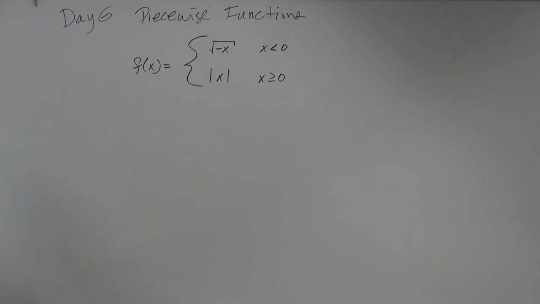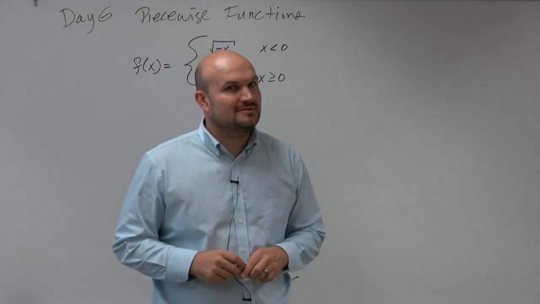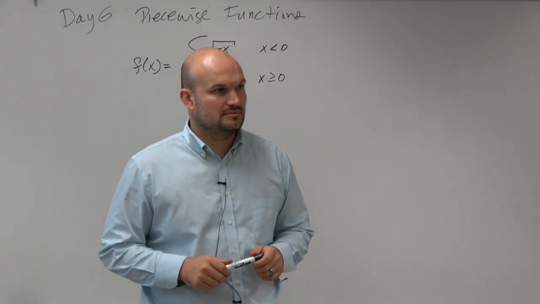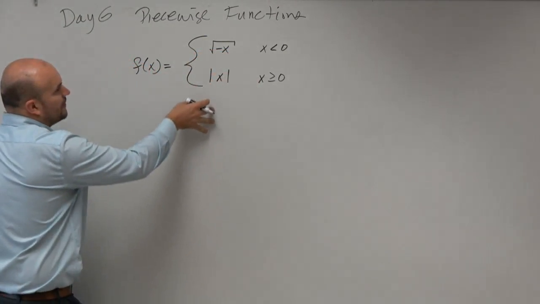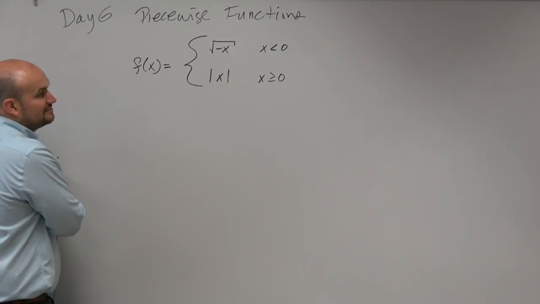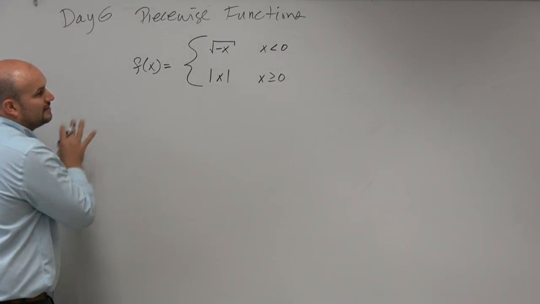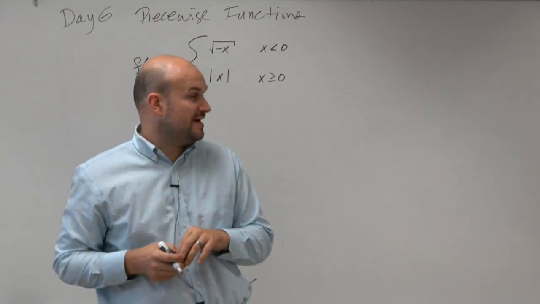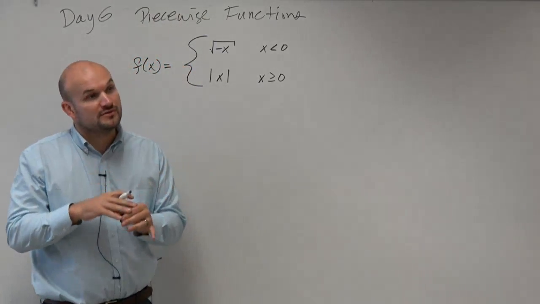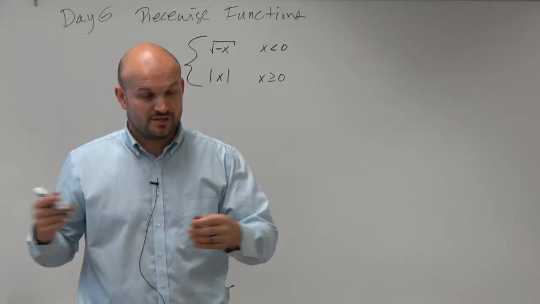All right. So, you guys ready yet? Okay, here we go. So, in this example, guys, we have f of x equals the piecewise function: the square root of negative x, where x is less than 0, and the absolute value of x, where x is greater than or equal to 0. Okay? Now, again, this is a piecewise function.